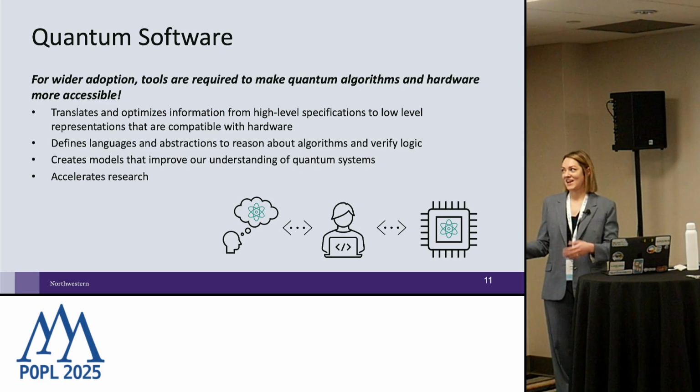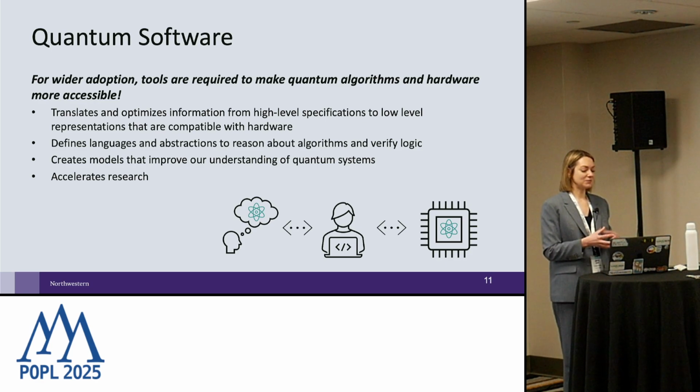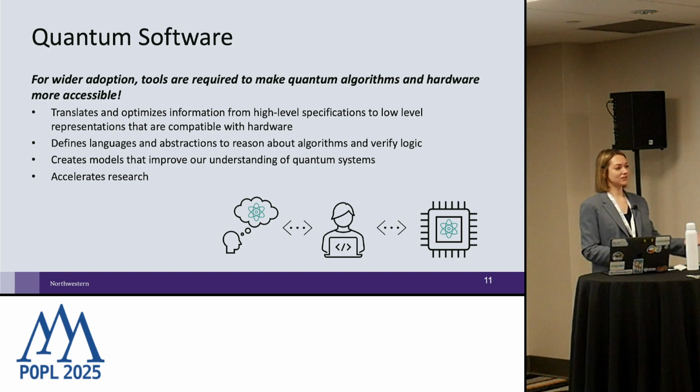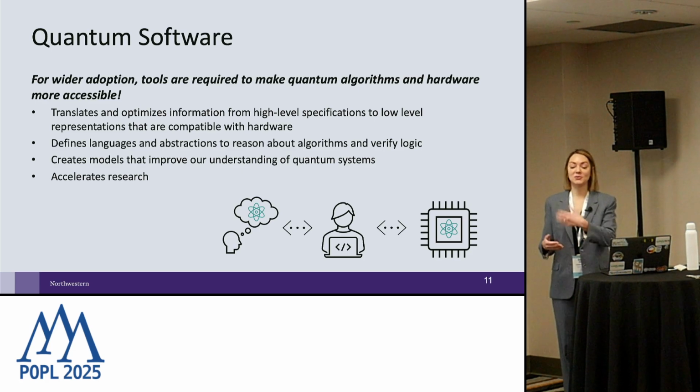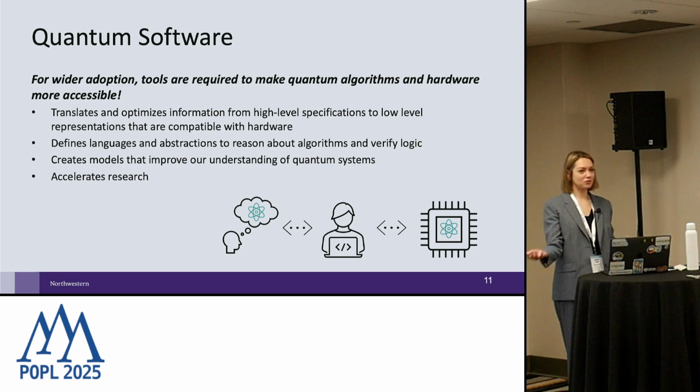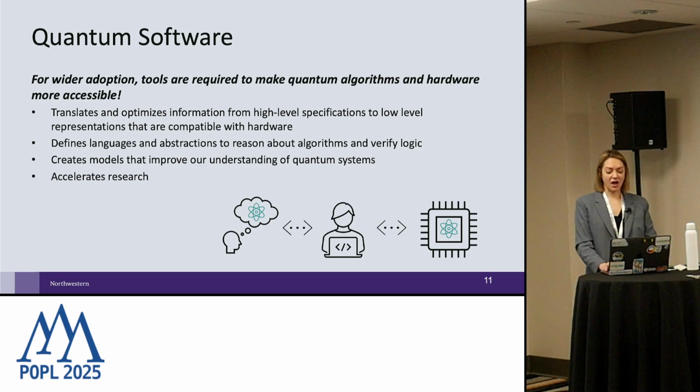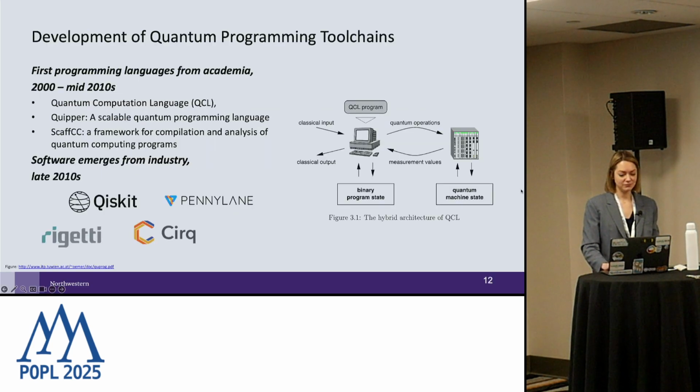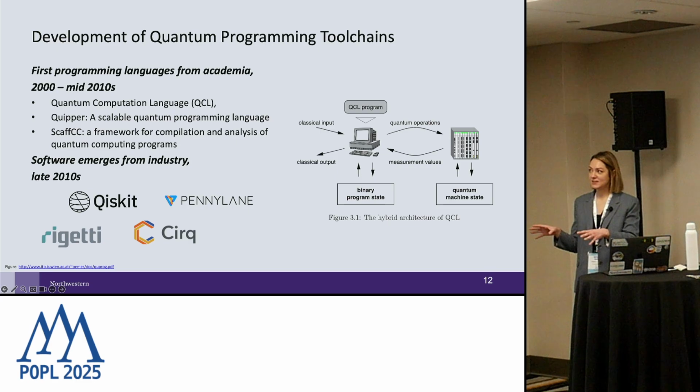And then at the end of the day, going back to seeing trends from the classical space, software really does accelerate research. As you make developments in software, you're able to gain new insights, which poses new research questions, and it's rinse and repeat. So discoveries enabled by software turn into more research questions. The development of quantum programming really started in academia in the 2000s-ish range.